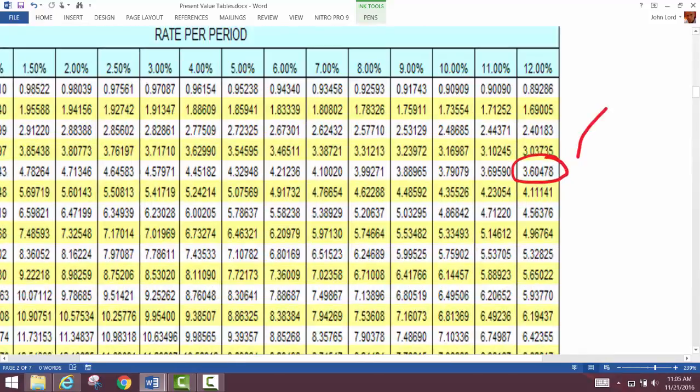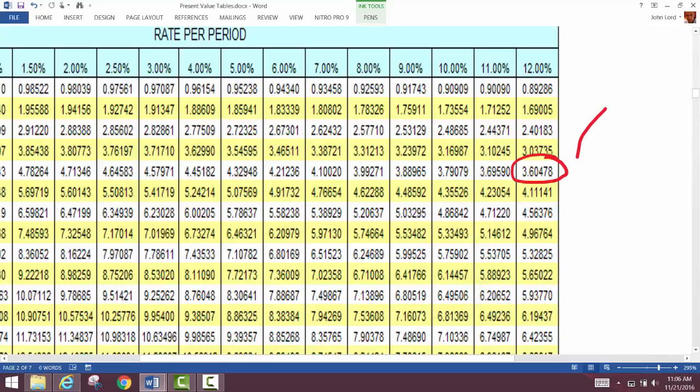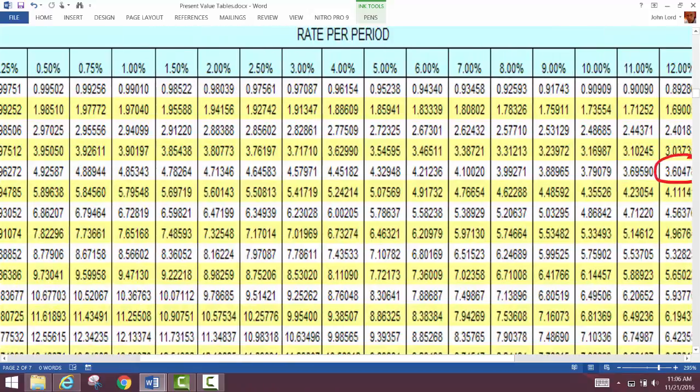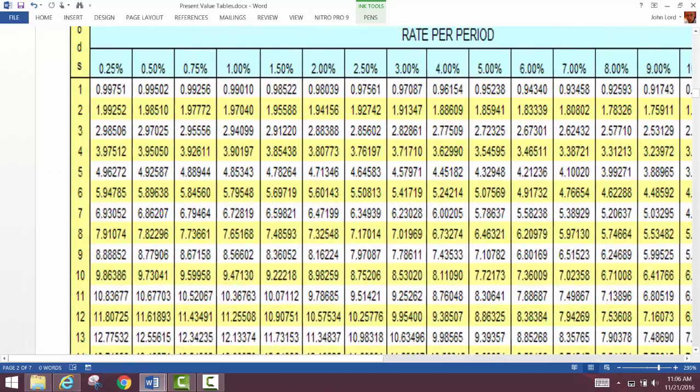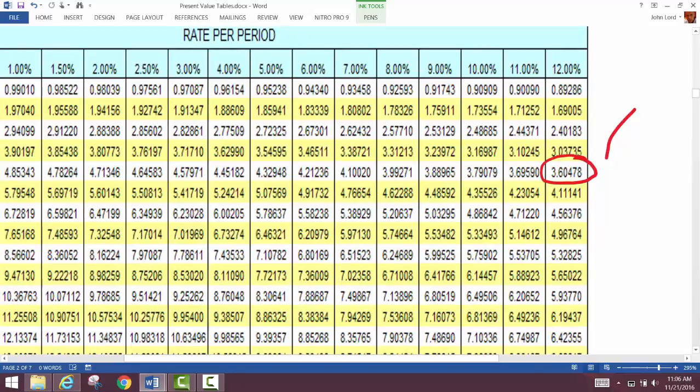Okay, so just going 12%, right? For what? For the 5 periods. Can you see it now? Okay. All right. So let's just make this 3.605.